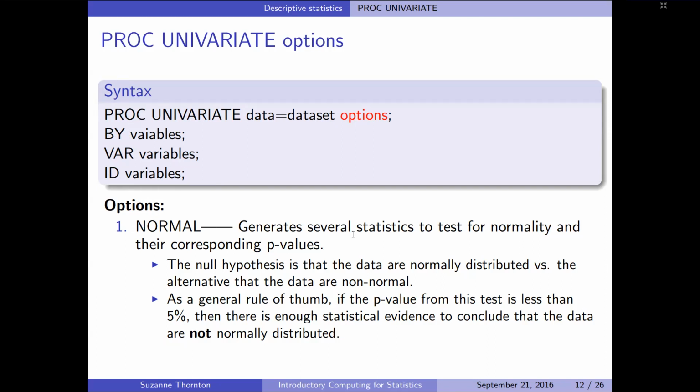The NORMAL option will generate several statistics to test for normality and their corresponding p-values for the given variables. The null hypothesis is that the data are normally distributed versus an alternative hypothesis that the data are non-normal, which is simply what you have learned in the previous statistical courses. As a general rule of thumb, if the p-value from this test is less than 5%, then there is enough statistical evidence to conclude that data are not normally distributed.